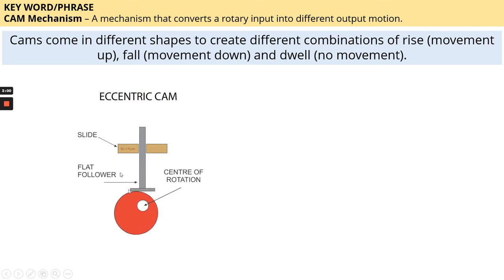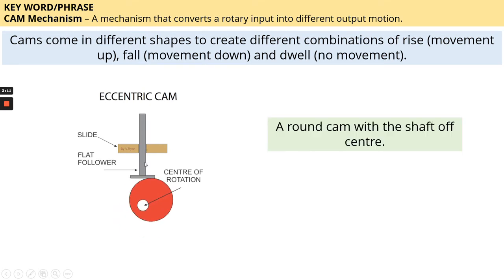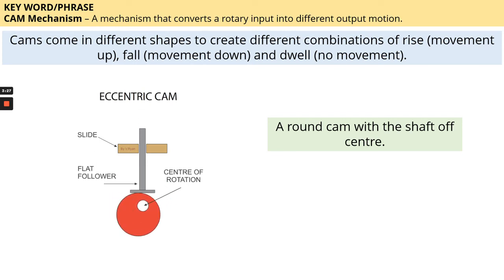Okay, so next one, a pear-shaped cam. The cam is shaped like a pear or an egg, and the centre of rotation is in the centre, and it has a rapid, so fast, rise and fall, followed by a long dwell where it does not move. Up, down, stop, up, down, stop.